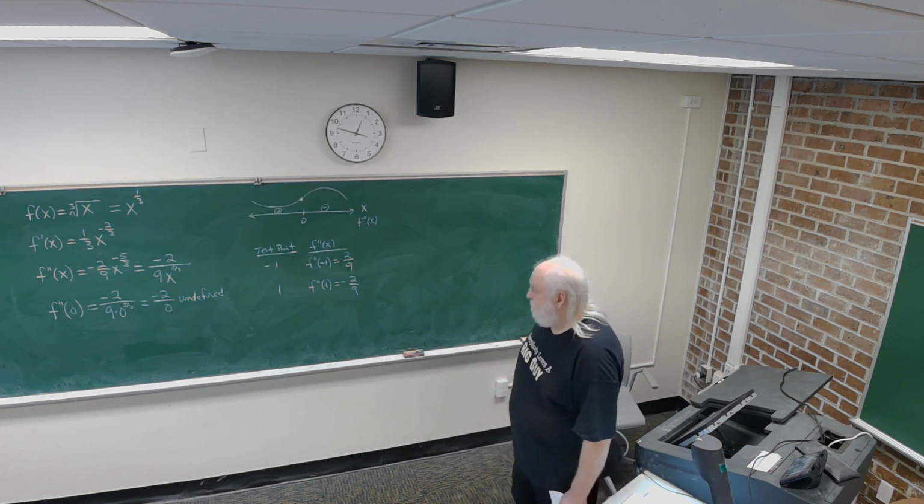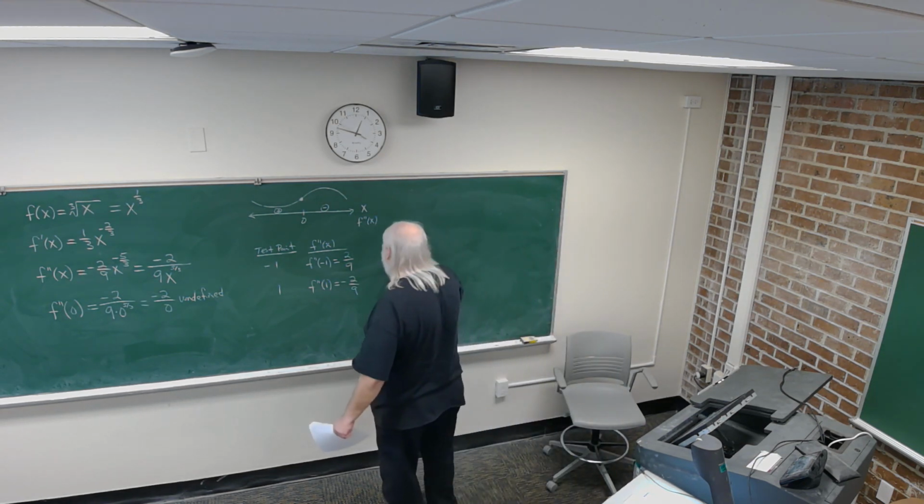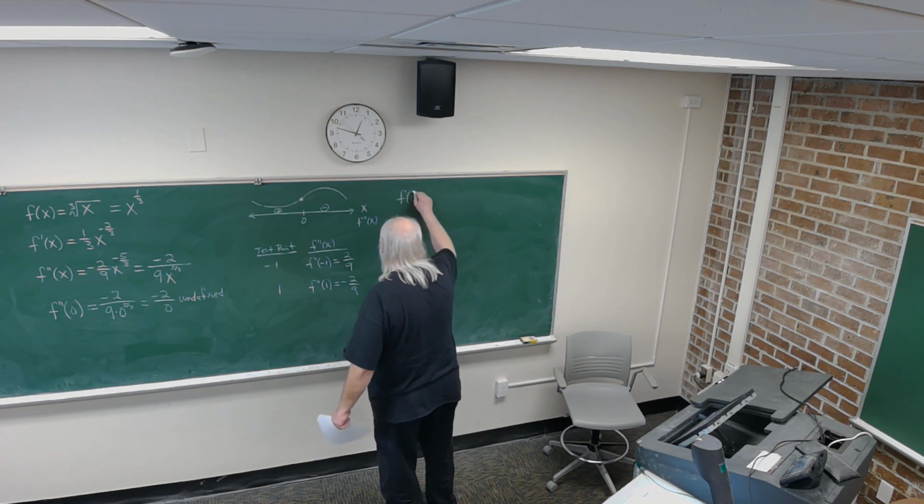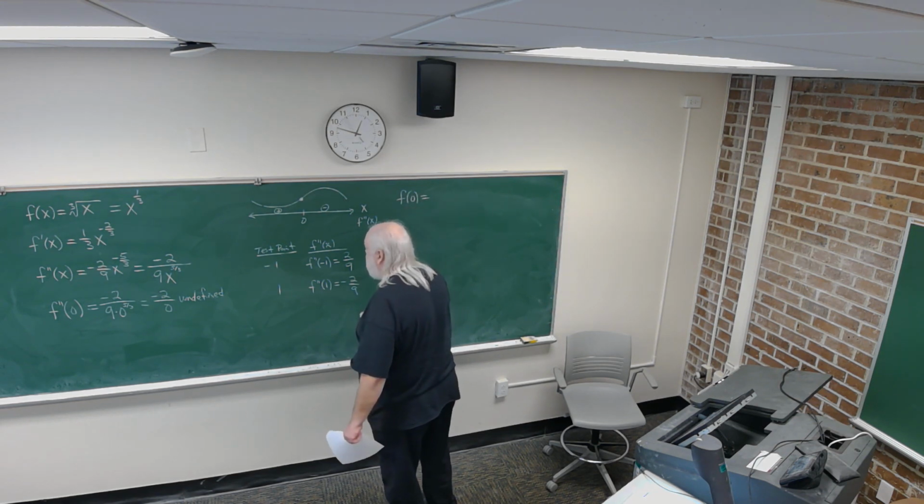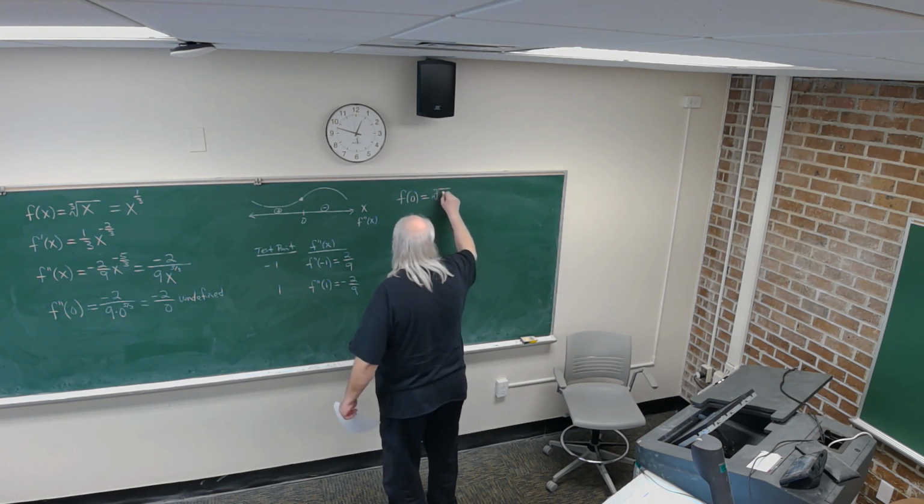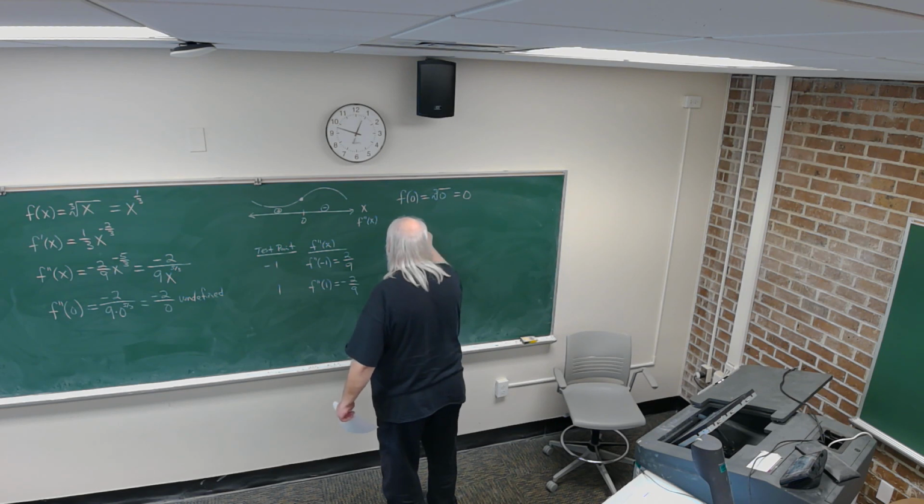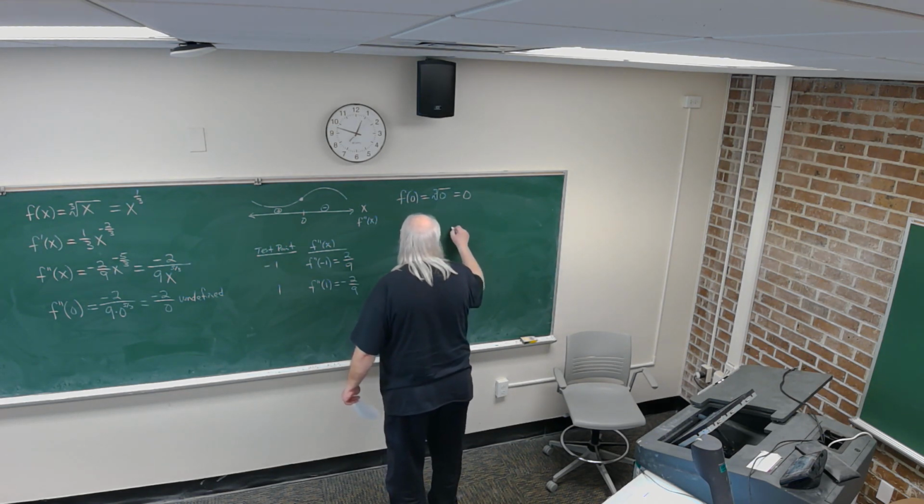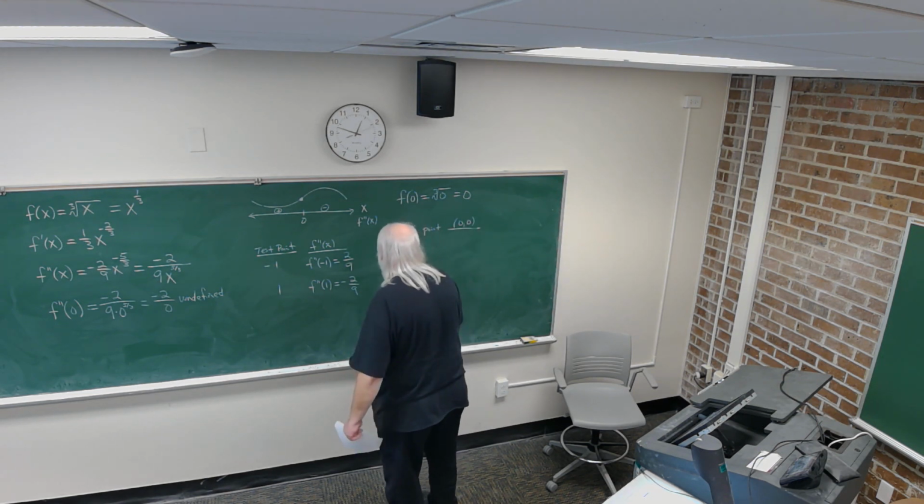So where are we at? To get the inflection point, we evaluate f of x at x equals 0, and the cube root of 0 is 0. So the inflection point is the point (0, 0), right? It's at the origin.